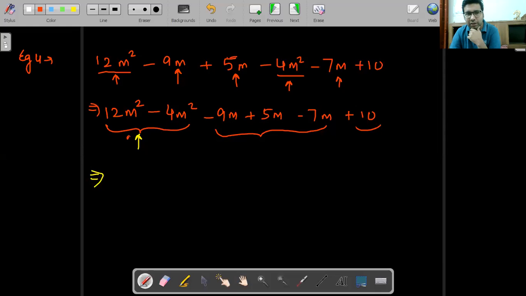Class, what is common in the first group? 12 is not common. Please tell what is common. M square is common. Okay, if I take m square common, what will come in the first position? 12 will come. Then there is a minus sign, minus will come. Then 4 will come, and the bracket will close like this.